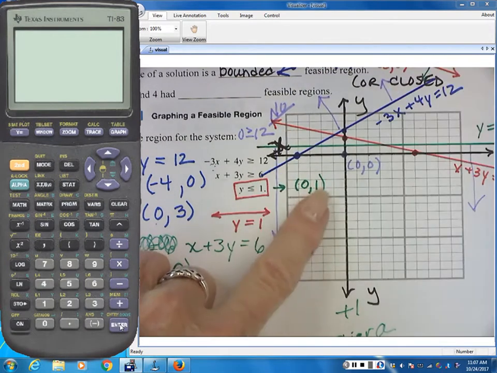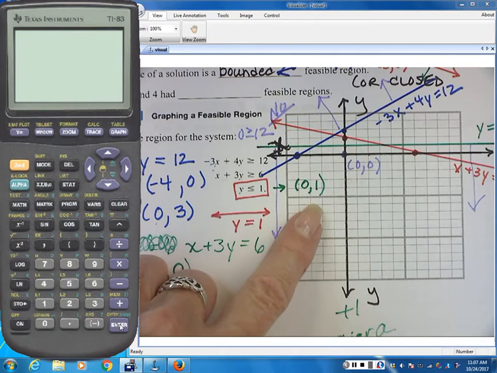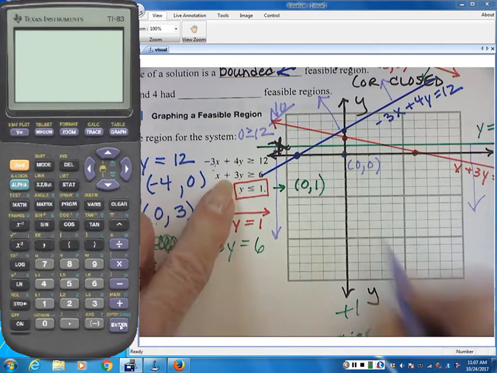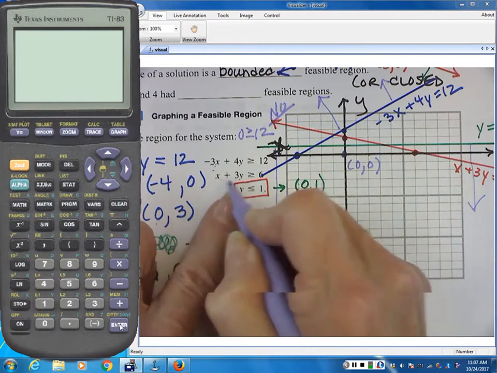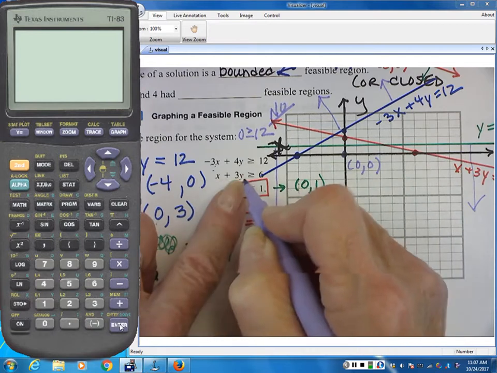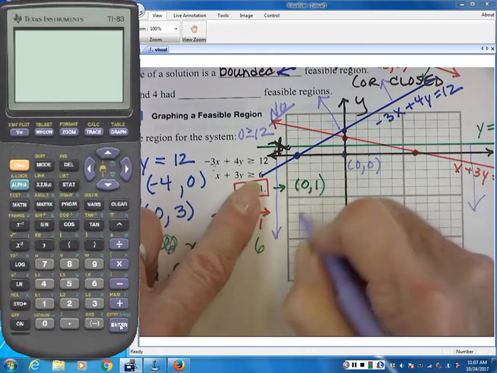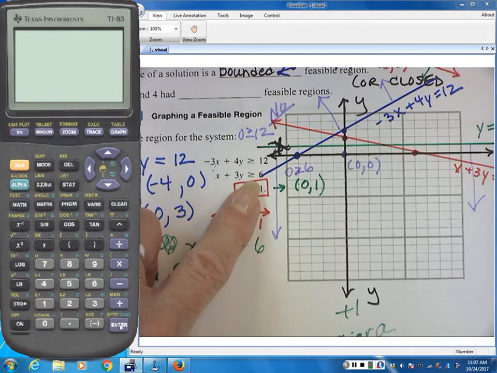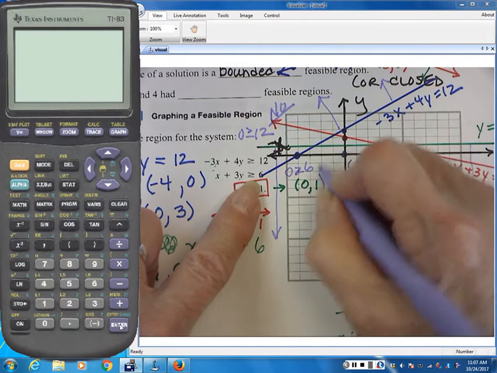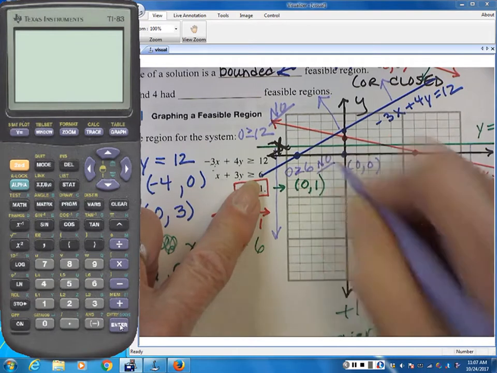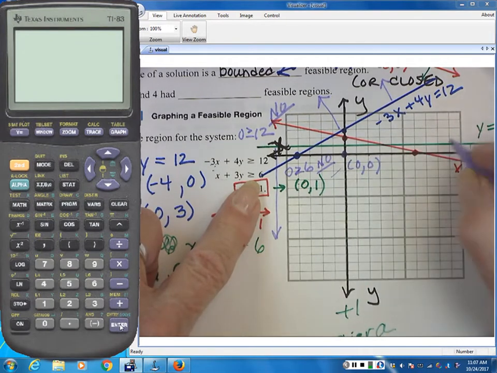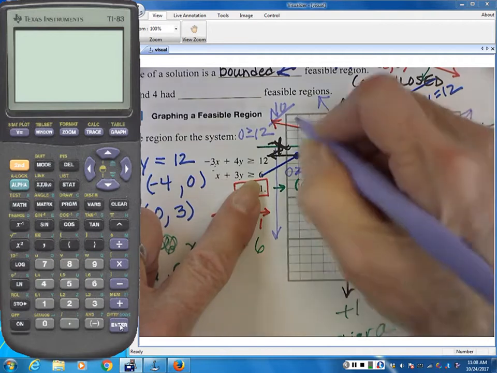And then the last one I'm going to check is 0, 0. 0 plus 3 times 0 is 0. Is 0 equal to or greater than 6? And again, the answer is no. So that means I'm not going to shade towards 0, 0. From the red line, I'm going to shade up in this direction.